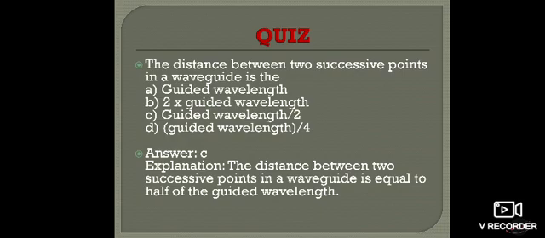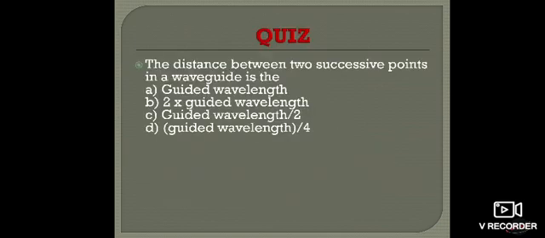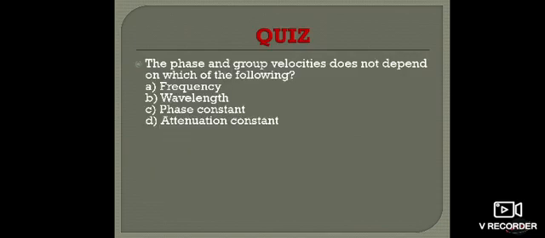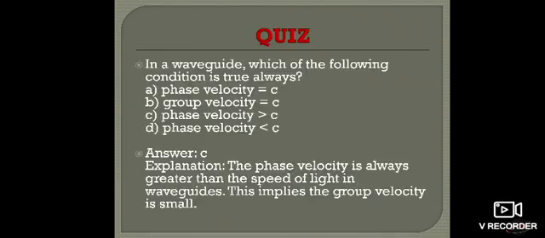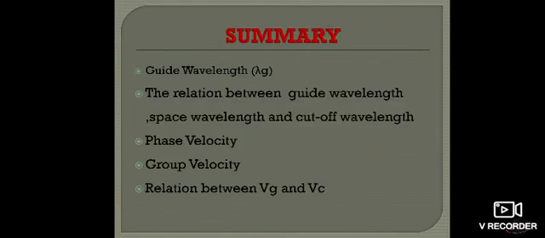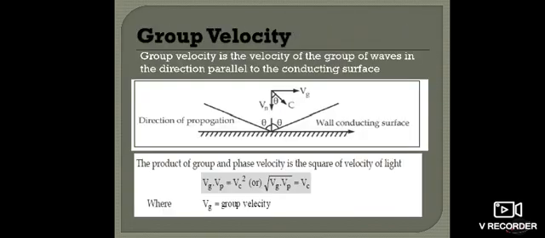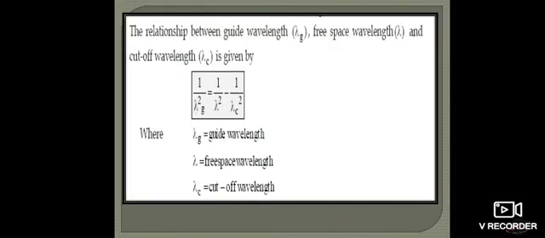The distance between the two successive points in a waveguide is equal to the guided wavelength by 2, that is half of the guided wavelength. So this is the correct answer. In this session I have explained what the group velocity is, what the phase velocity is, what the relation is, and what the guided wavelength is, and the relation between the guided wavelength, free space wavelength and cutoff wavelength. So let us have a revision of this.